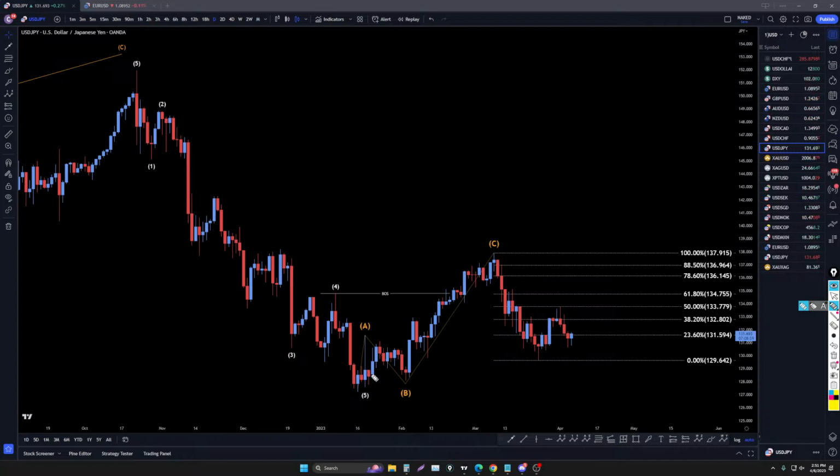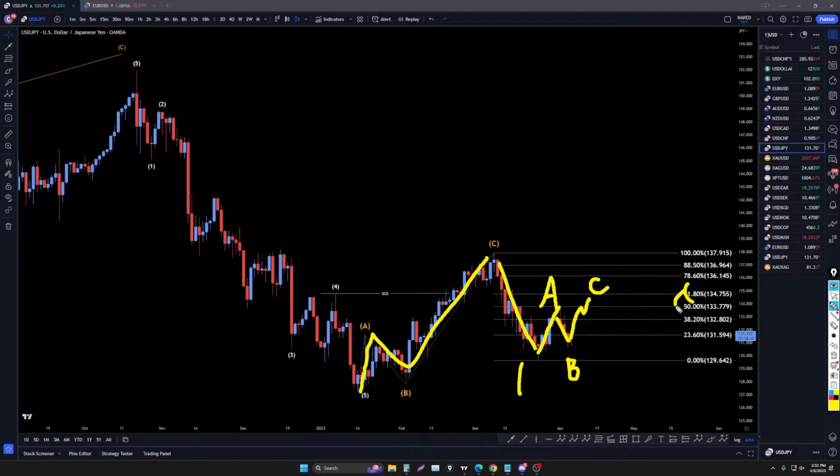Anyways, the US dollar yen I still think is an ABC correction right here. I still think this move down is the beginning of a trend, like a wave 1. To me, this looks like a wave A. This looks like it probably is going to be a wave B, and it probably is going to go up and make a C.